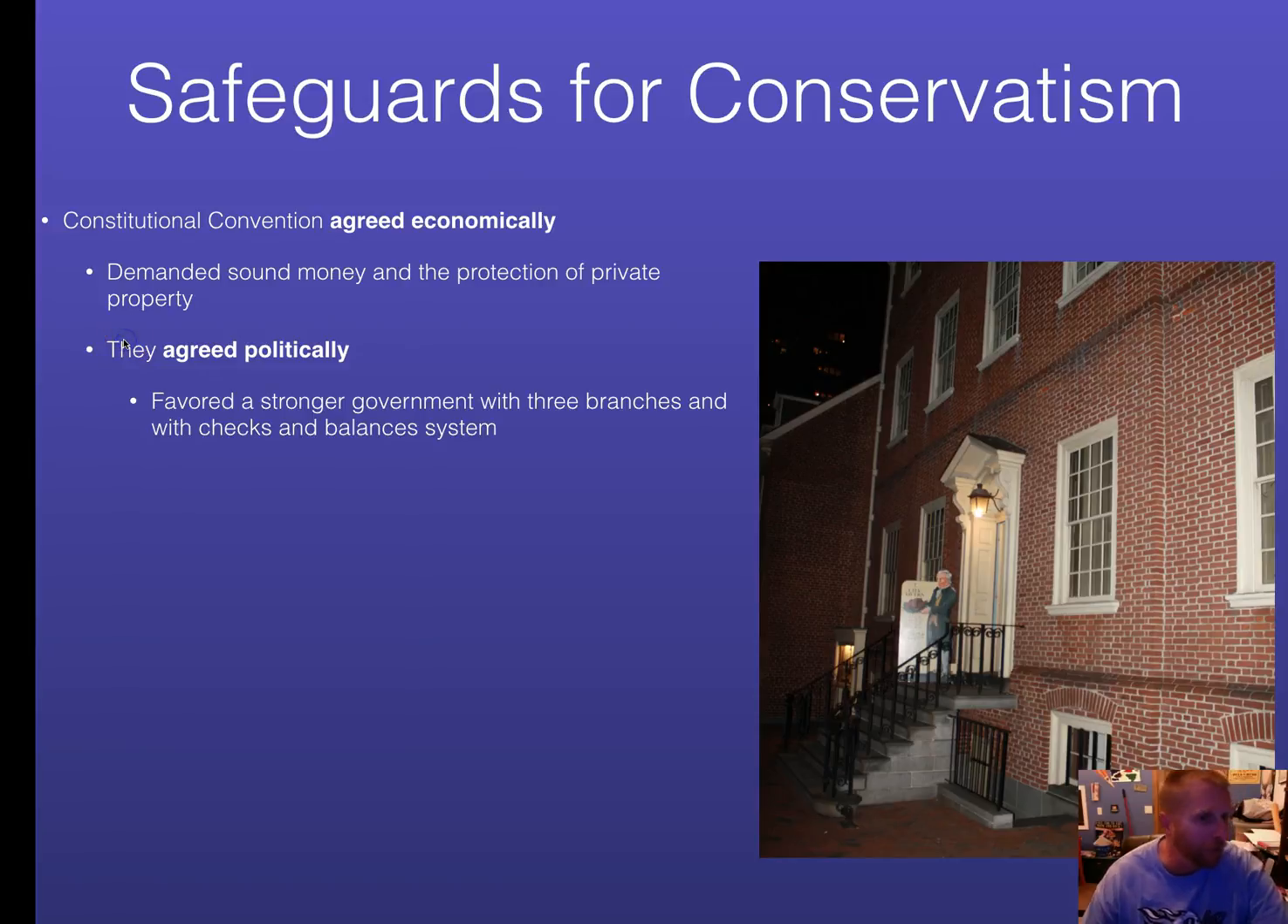They agreed politically. They favored a stronger government. They favored the three branches of our government we have in a checks and balance system. Basically, they set up a system where no branch can rule as a tyranny over the others. There's always a way for them to check. People hear checks and balances and they think banking, but a check is more like hockey. Somebody's skating along and they're getting too good and they're getting ahead, so you check them into the boards and you stop them in their tracks because they're trying to abuse power.